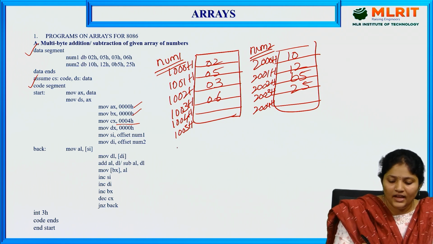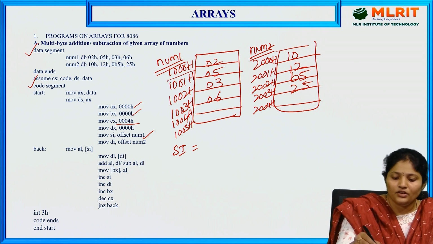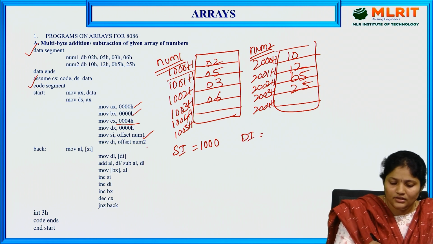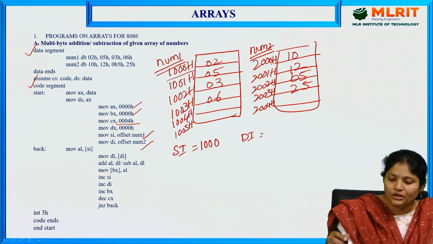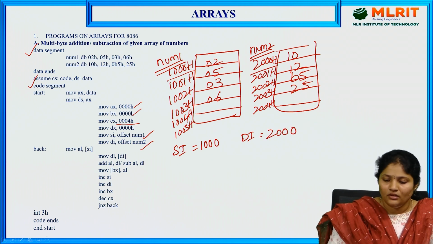Coming to the SI, the index register is holding the offset value of number 1. What is the offset value of number 1? Here 1000, and the DI register is holding the offset value of number 2. Here the number 2 offset is 2000.